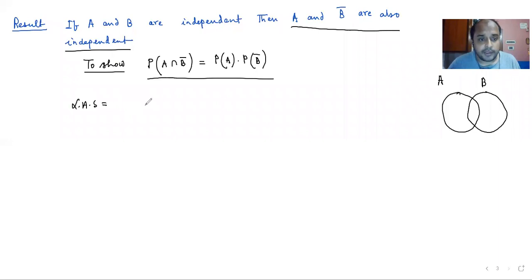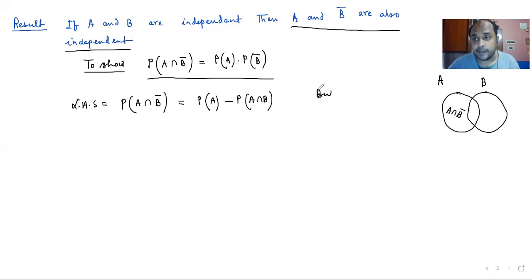So we can write probability of A intersection B bar. And we know from our previous theorem that I discussed in the previous class, if you cannot remember, you can go to my YouTube video and you can see that this has a formula. A intersection B bar means A is happening and B bar is not happening. So this can be written as probability of A minus probability of A intersection B. This is a theorem that I proved in my last class.